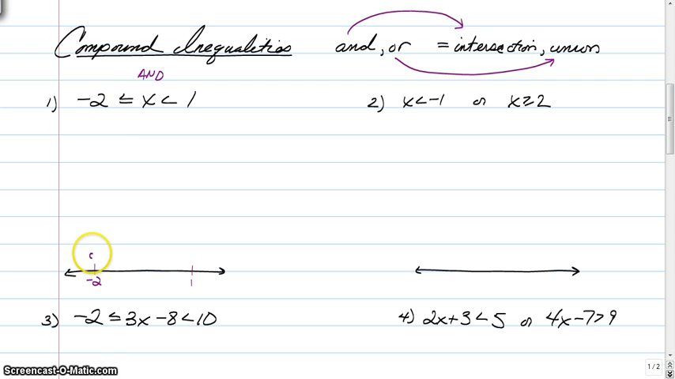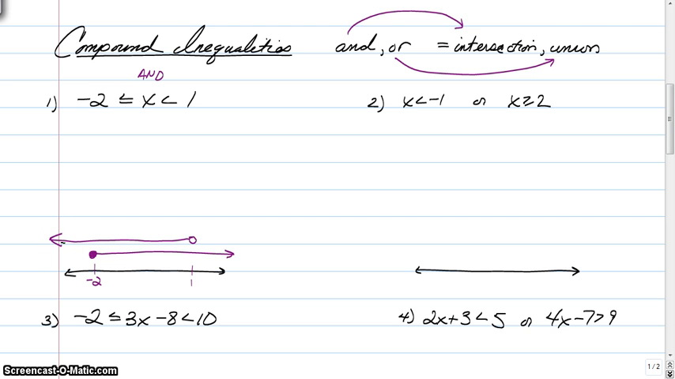So we're going to put a solid dot above your -2. And since x is not first, we're pointing in the opposite direction, so that's going to point to the right. Now we have x is less than 1, so we're going to have an open circle. X comes before, so this is going to point to the left.